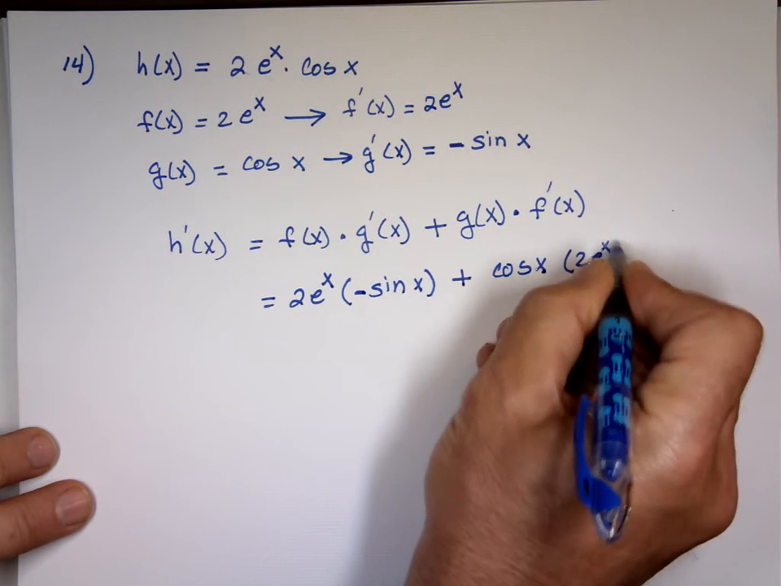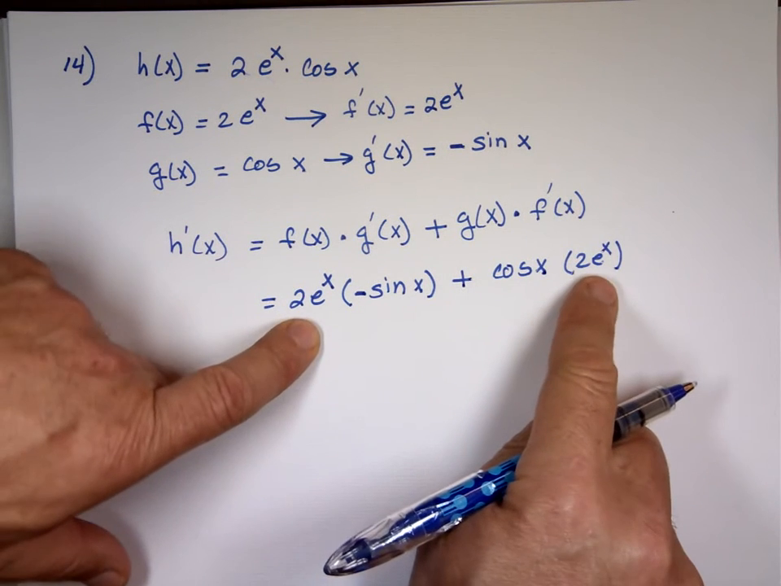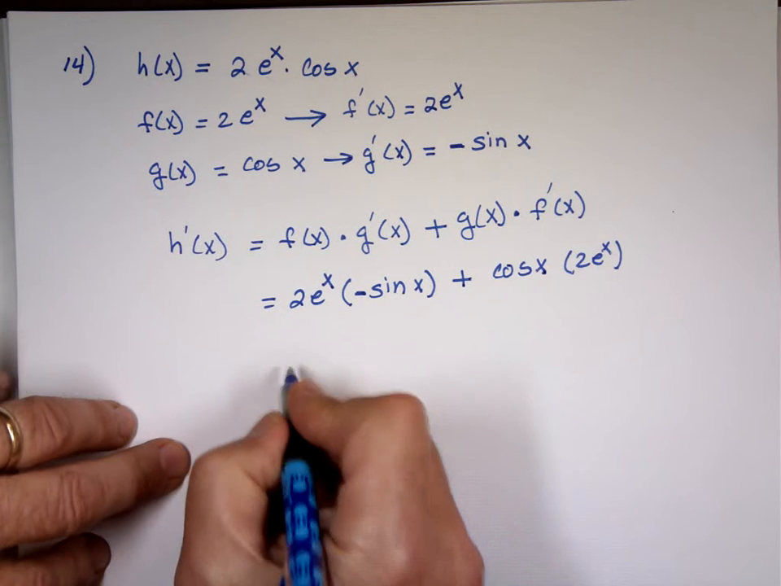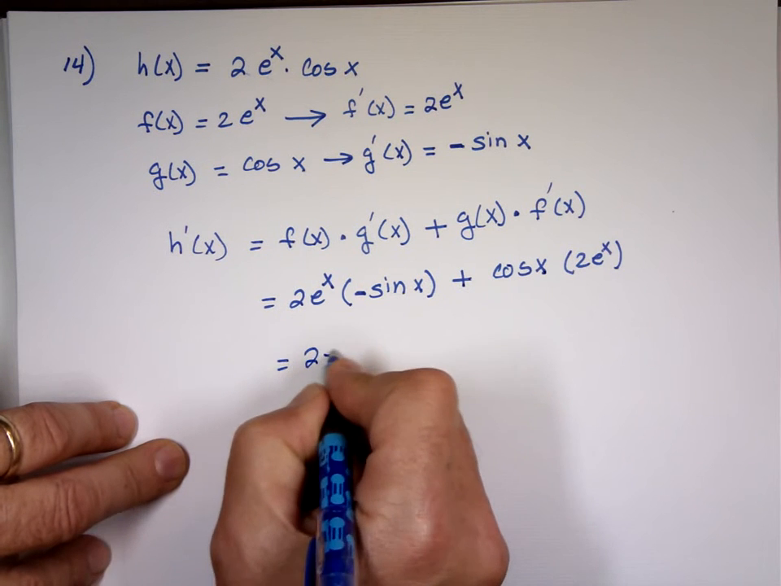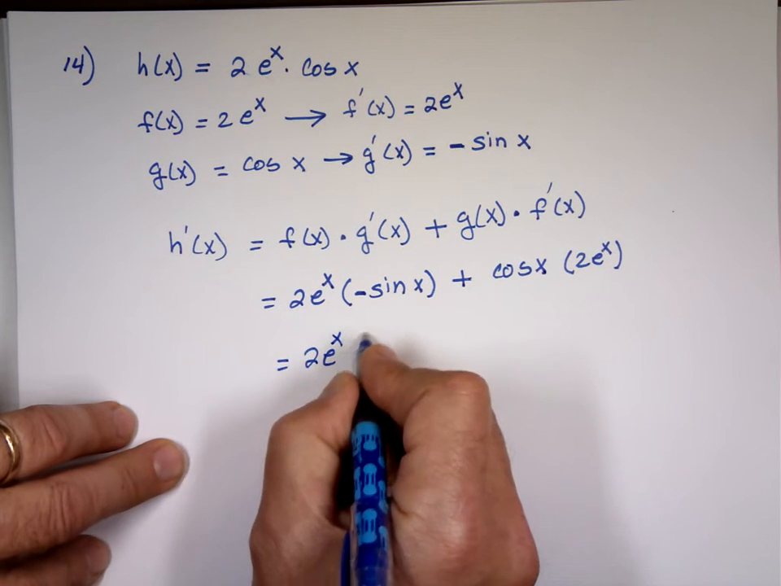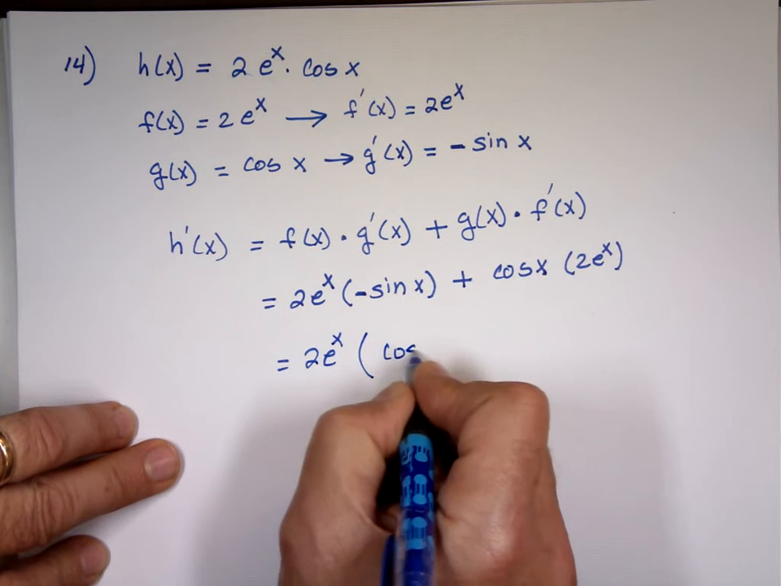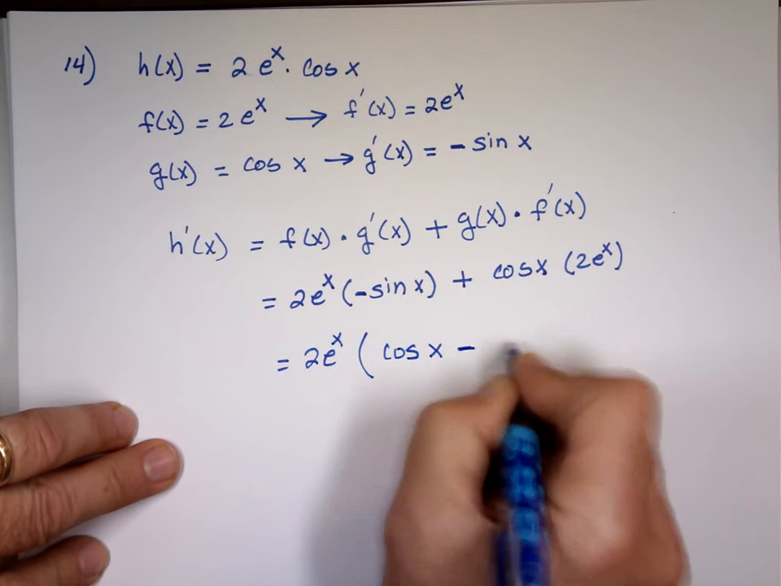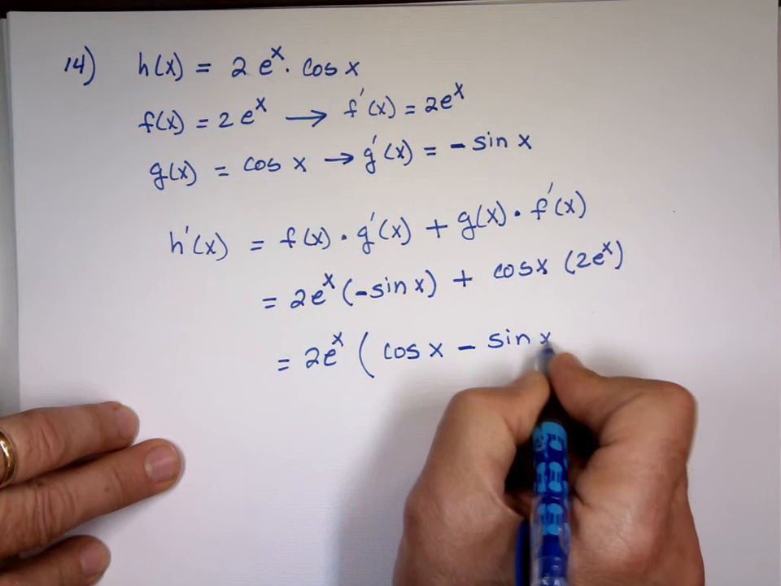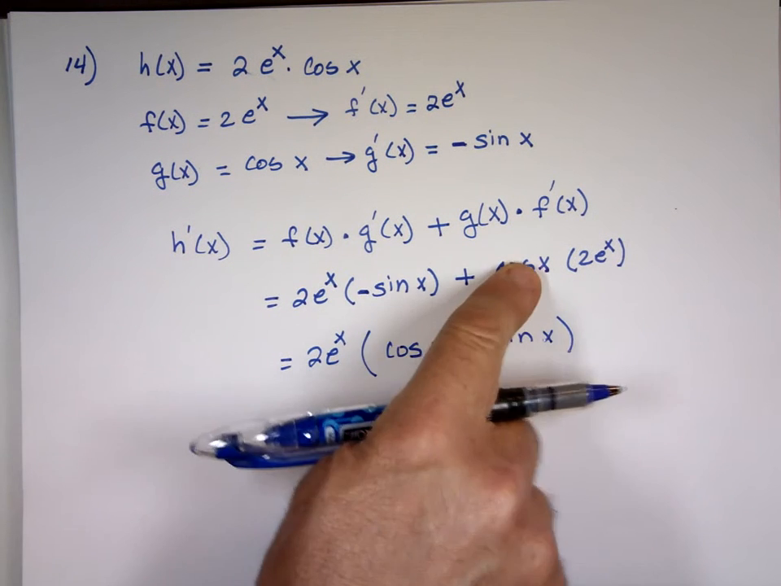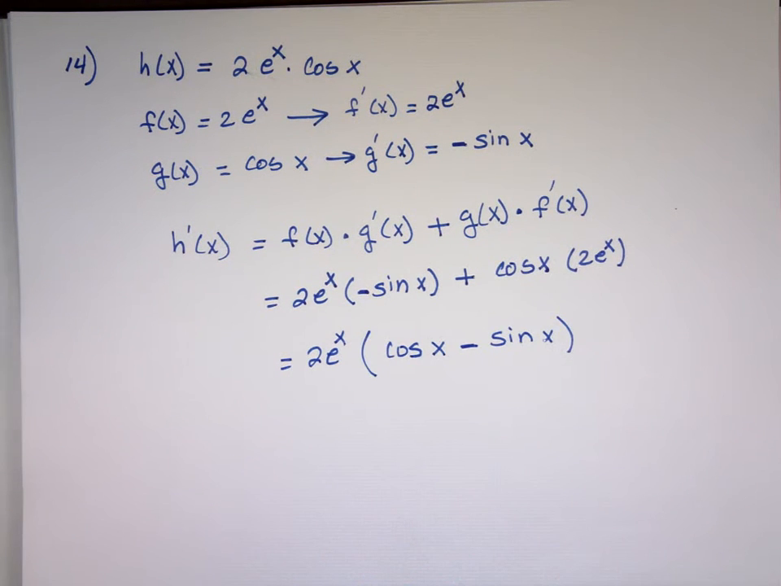Notice 2e to the x is common to both of them, so I'll put that first. And my OCD says you should write the cosine first because I don't like to see the negative first. I'm going to put this one first, this one second. I don't like to start with the negative. Two e to the x times cosine of x minus sine of x.